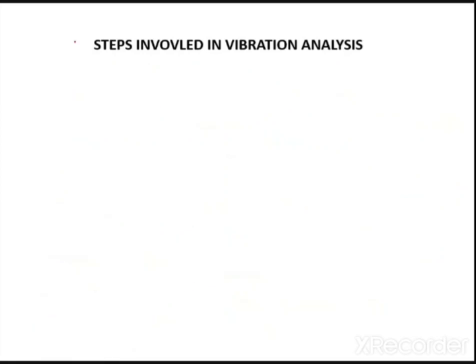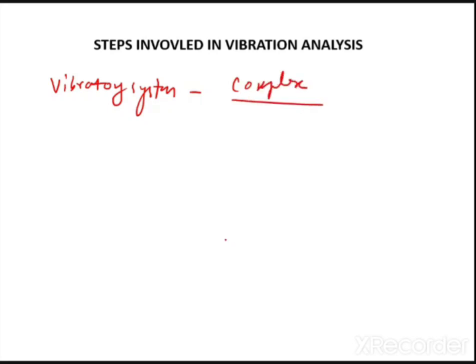Now, if you take the example of this vibratory system, this system is basically a complex system, right? Most of the practical vibratory systems are complex systems. And since it is a complex system, it is impossible to consider all the elements for the mathematical modeling. I am repeating my statement: since a practical vibratory system is a complex system, it is impossible to represent all the elements.